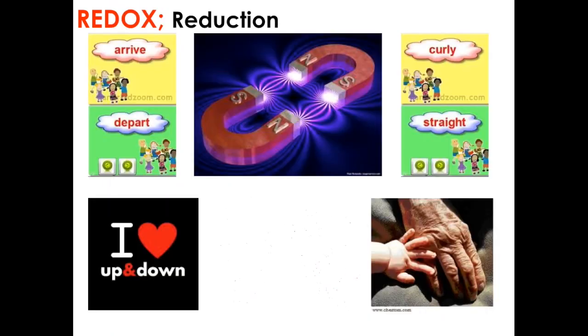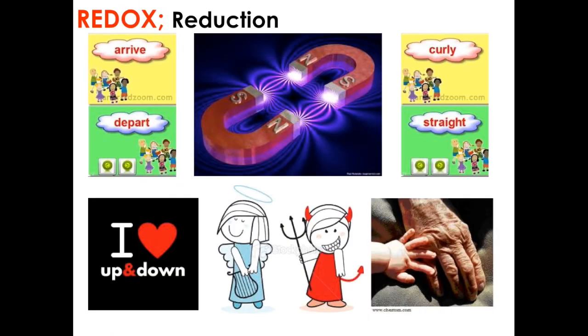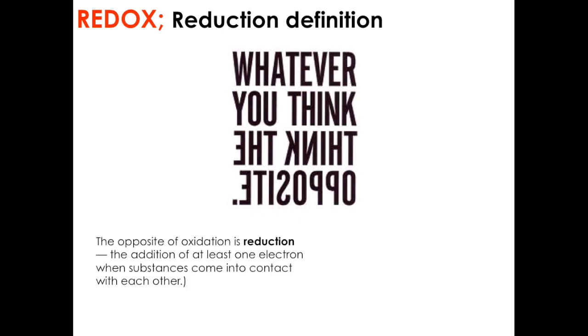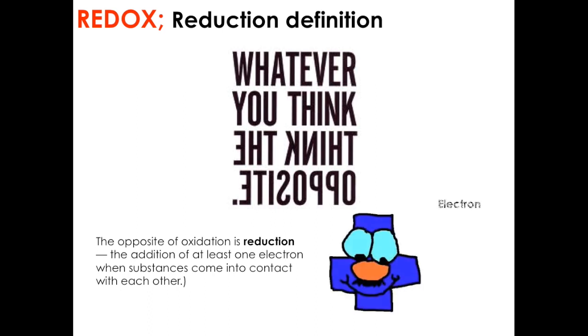Reduction. As we have north and south, arrive and depart, curly and straight, up and down, bad and evil, young and old, reduction is actually the opposite of oxidation. It is the addition of at least one electron when substances come in contact with each other.